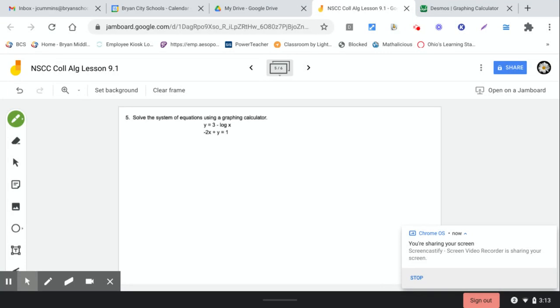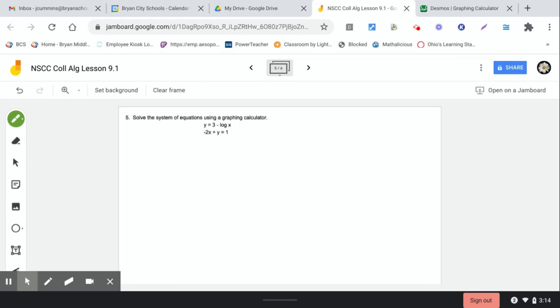We may encounter some problems that we can't solve algebraically. For example, this one, y equals 3 minus log x, and negative 2x plus y equals 1. Even if we tried to use substitution, we do not have the algebra tools to solve this. So when that happens, we're going to use the graphing calculator.